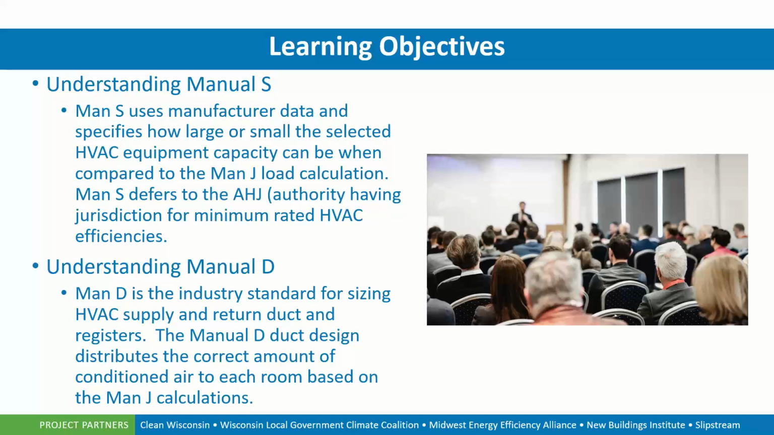So we want to be able to get the HVAC equipment sized based on the heat loss, heat gain calculation, so that we're not putting larger or smaller HVAC systems under our homes and that they function as intended from the manufacturer. So taking the Manual J and the Manual S, bringing those together, we have the Manual D.